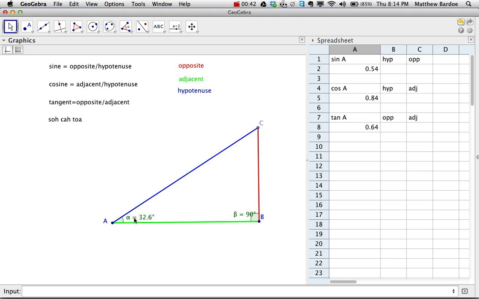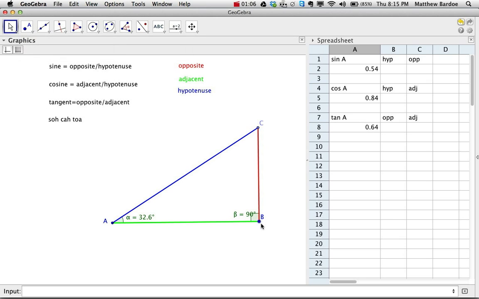So from the viewpoint of this angle alpha, or angle A, the green side is called the adjacent because it touches that angle. The blue side is called the hypotenuse. It's the longest side of the triangle, and it's opposite the 90-degree angle. And the red side's called the opposite.